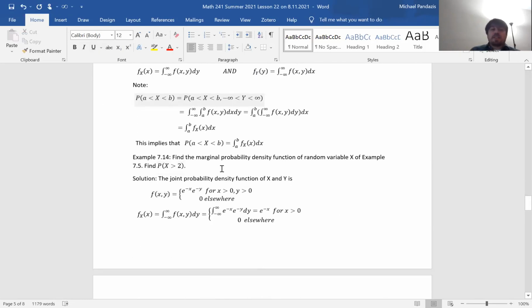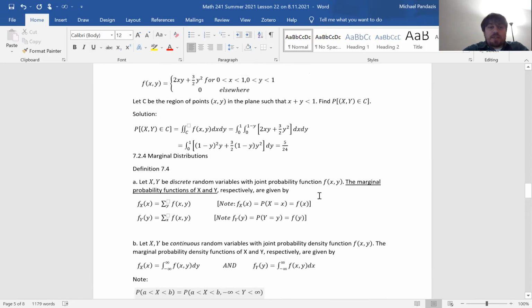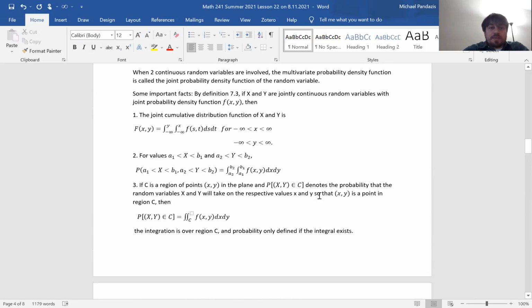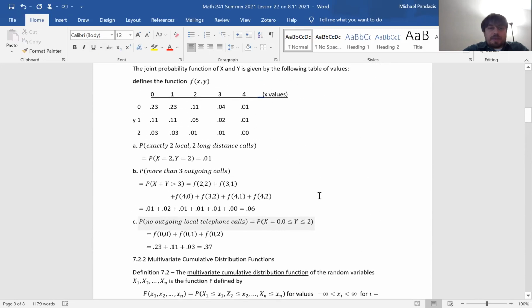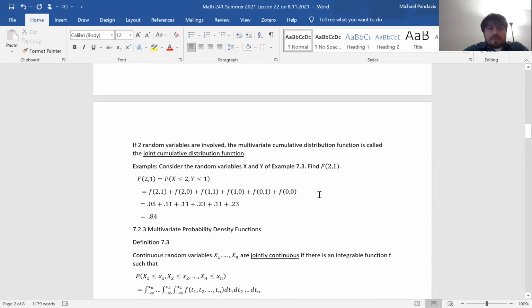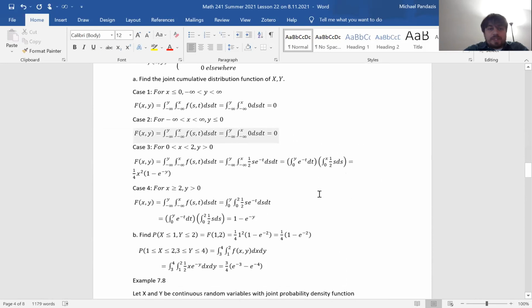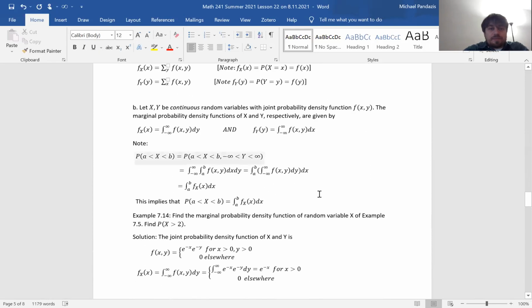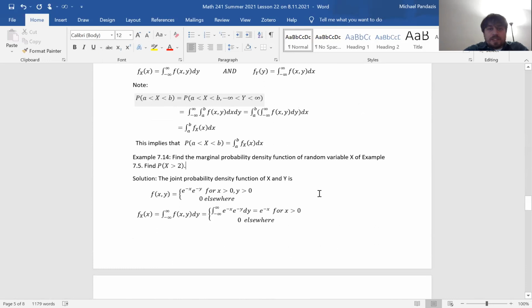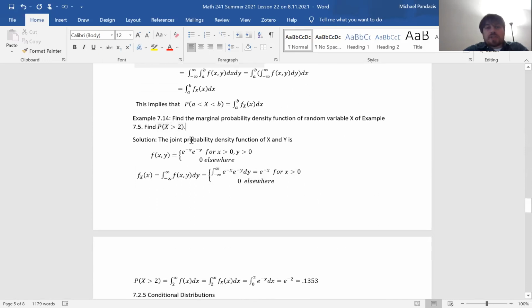Example 7.14. Find the marginal probability density function of random variable x of example 7.5, and find the probability that x is greater than 2. So example 7.5. Where's example 7.5? So 7.3. Okay, I just give you all the information. Okay, so the joint probability density function of x and y is this. Okay, so that's the joint probability density function of x and y.